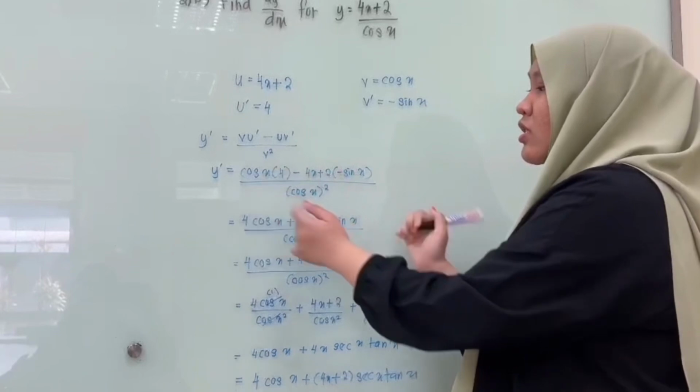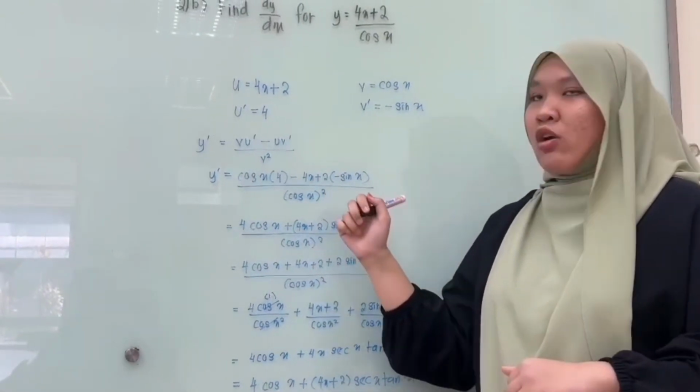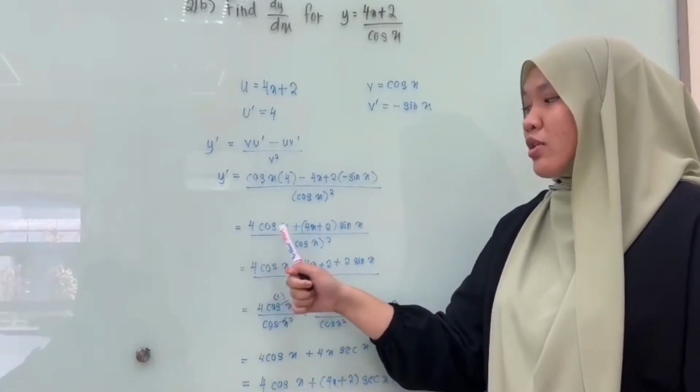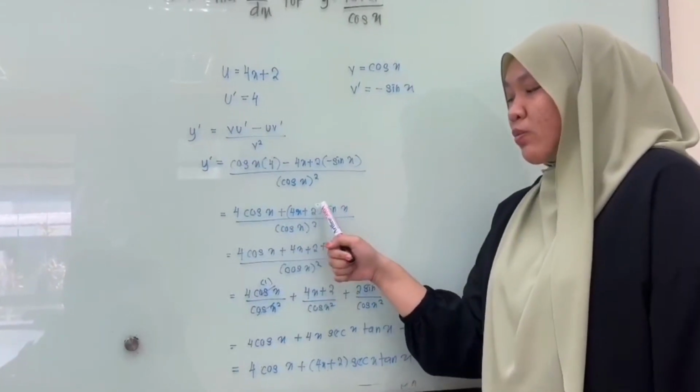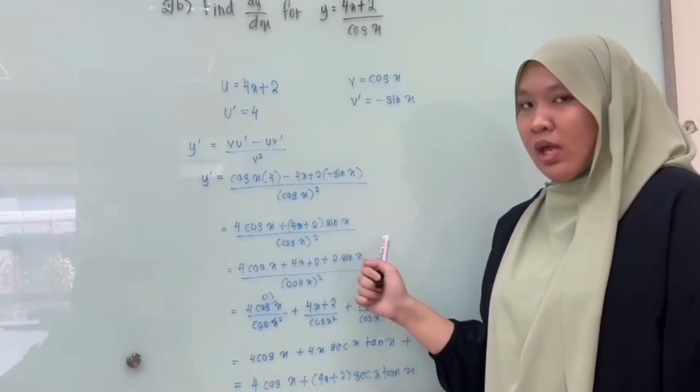So we arrange this fraction to look neat and organized. So we will get 4 cos x plus, we must put the bracket on 4x plus 2, multiply sin x, divided by cos x squared.